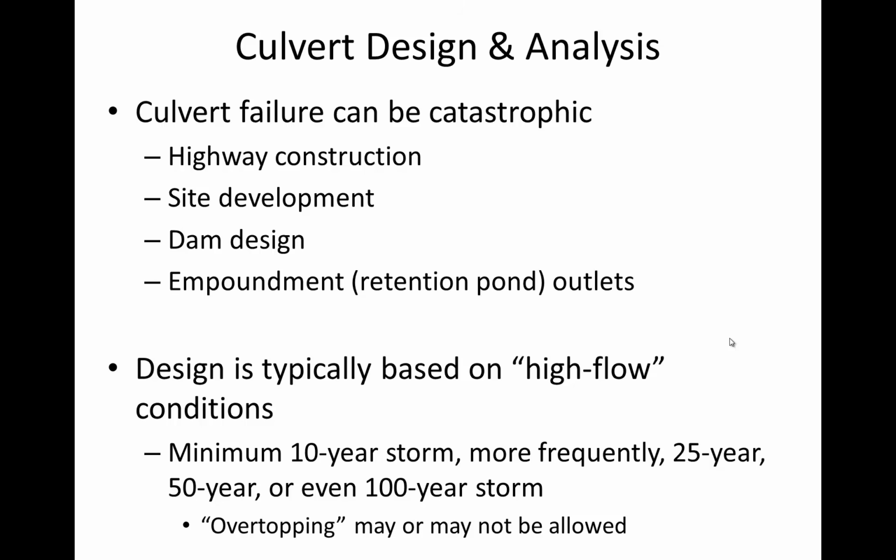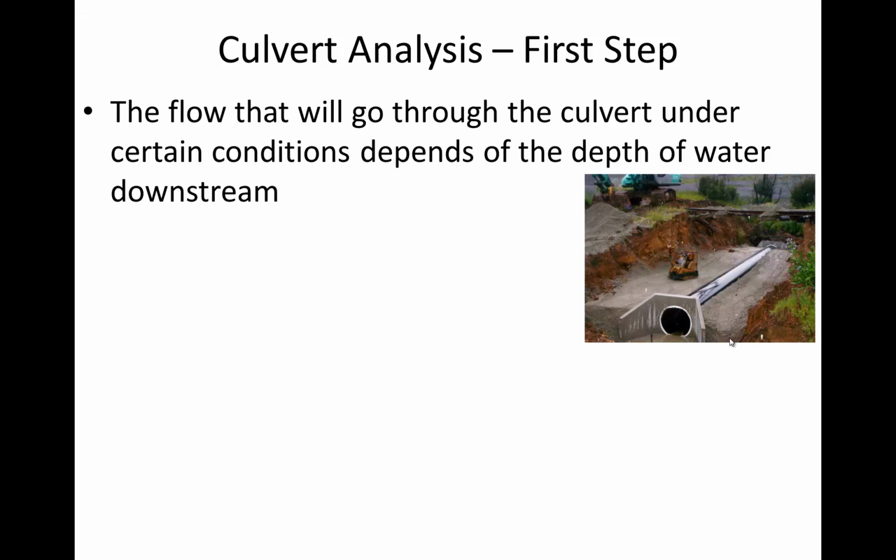A 25-year storm is a bigger storm than a 10-year storm because it's the size of storm that only comes around once every 25 years. And what that means is that in a given year, a 25-year storm has a 4% chance of occurring. The first step in analyzing a culvert is determining the flow that's going to have to be passed through the culvert and also the depth of the water downstream of it, so analyzing the tailwater.